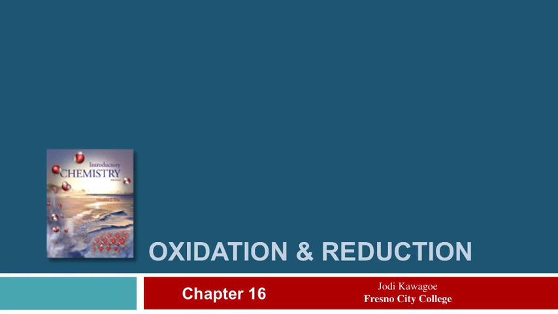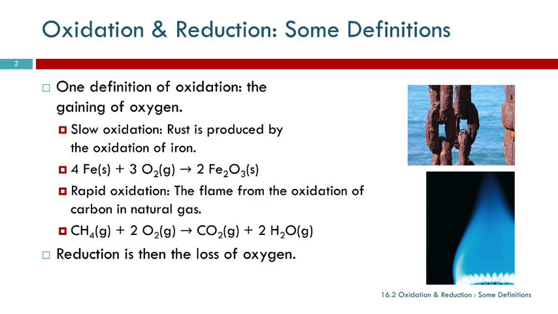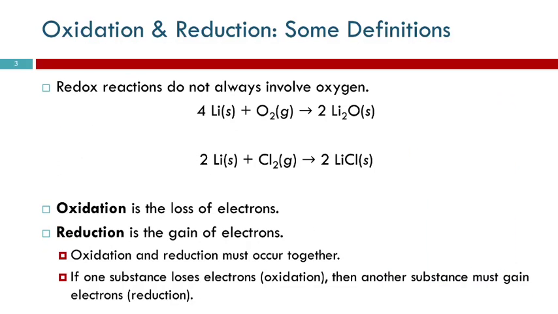Chapter 16, Oxidation and Reduction. So we've talked about oxidation and reduction before. Let's review a little bit. Actually, this part isn't review. This is what we learned before. Oxidation is loss of electrons. Reduction is gain of electrons.